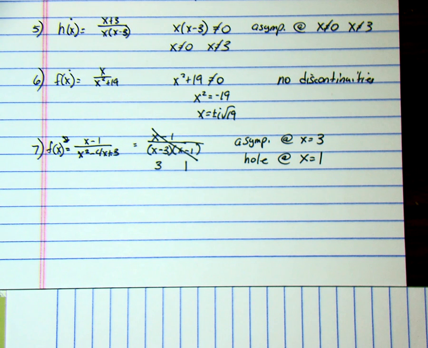I should be more organized than I am, but you're going to have to live with that. Let's quickly type this into my calculator and see what we get. X minus 1 divided by x squared minus 4x plus 3, and we're going to zoom 6.